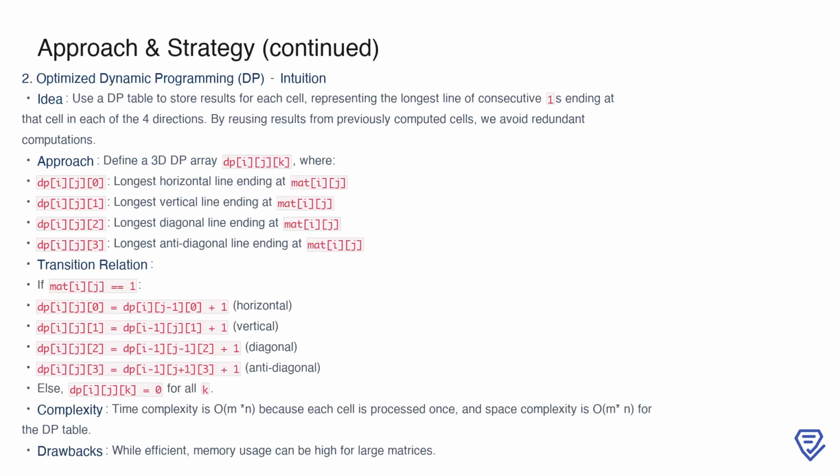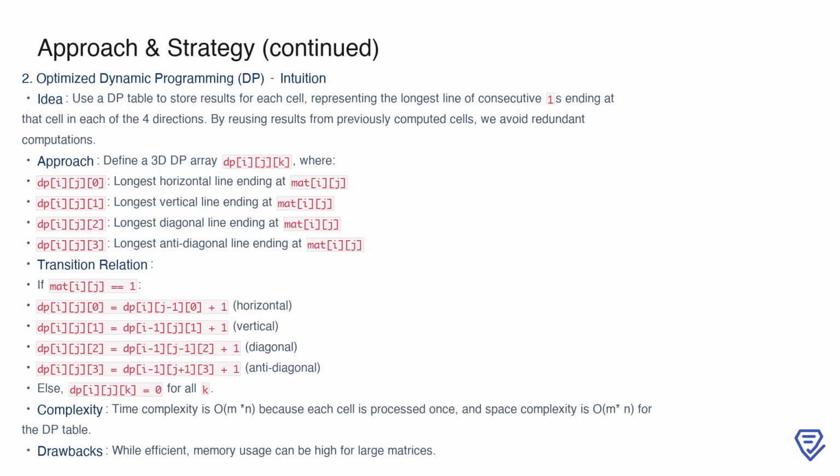To overcome the inefficiencies of the brute force approach, we turn to an optimized dynamic programming solution. The key idea is to use a DP table to store intermediate results for each cell, effectively avoiding redundant computations. Specifically, we define a 3D DP array, where for each cell, we track the longest line of consecutive ones ending at that cell in all 4 directions. These include horizontal, vertical, diagonal, and anti-diagonal lines.